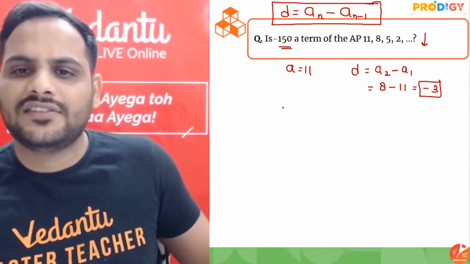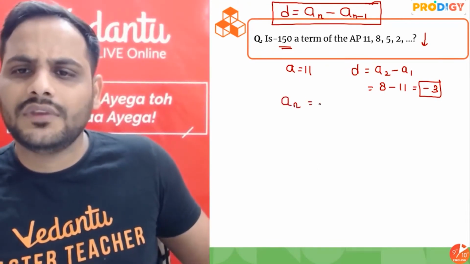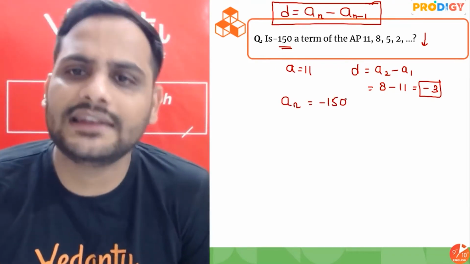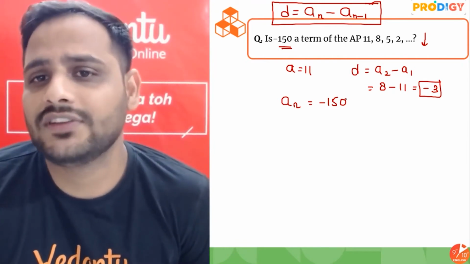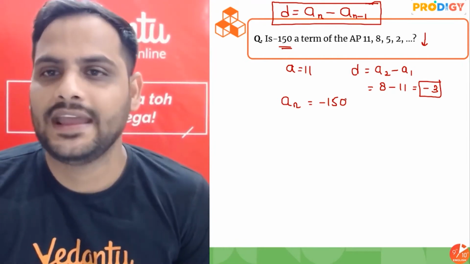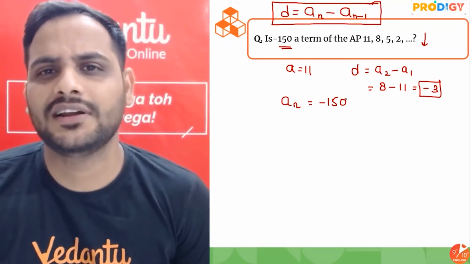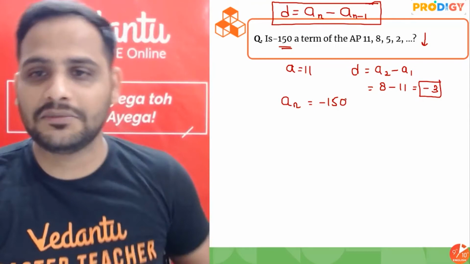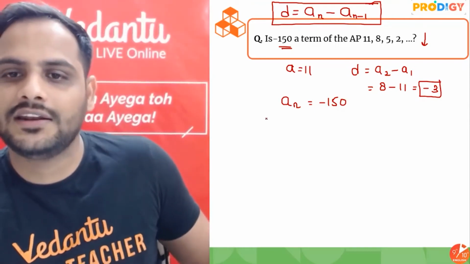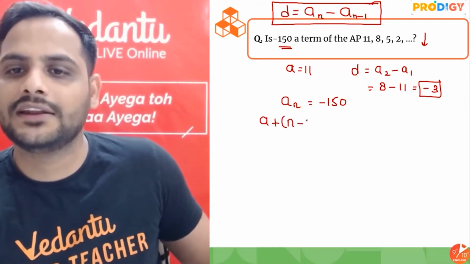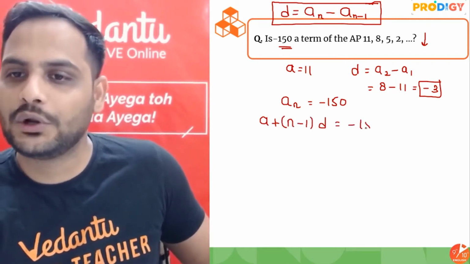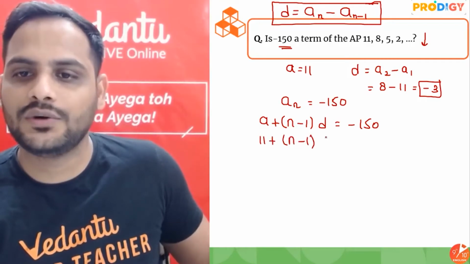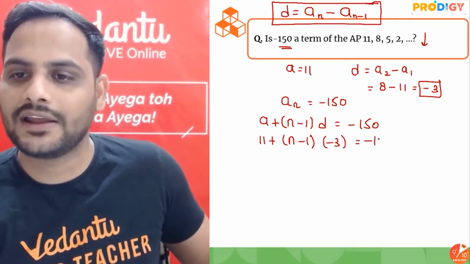Let's say a_n is equal to minus 150, and I will find the value of n. If n is a natural number, I will say minus 150 is a term of this AP. If n is not a natural number, then minus 150 is not present, because n must be a natural number. So a_n is a plus (n minus 1) d, equal to minus 150. So 11 plus (n minus 1) into minus 3 is equal to minus 150.